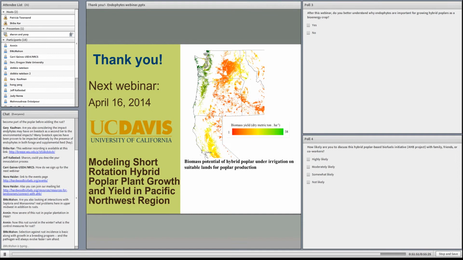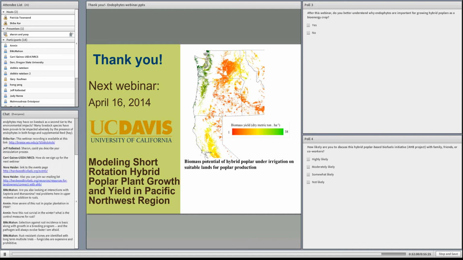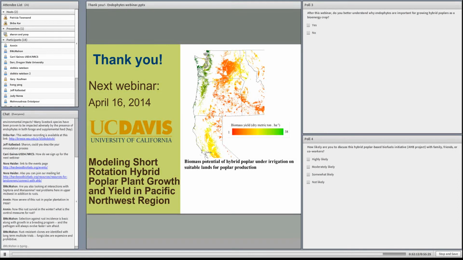Yes, you raise a good point that the pathogen will be able to evolve faster than trees. But that's exactly why endophytes are so great, because they actually evolve at the same rate as pathogens. So if we can find endophytes that are effective, we'll be on the same time scale as pathogens. Are there other questions about rusts and endophytes?